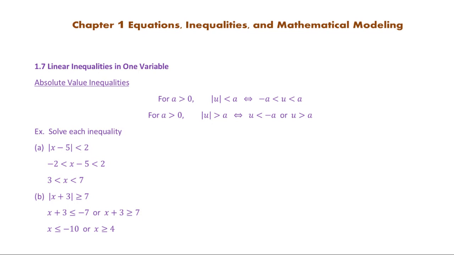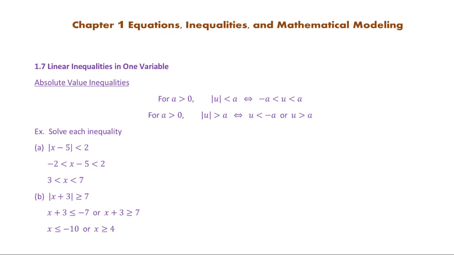We got this composite inequality, and then you just add 5 to each part. You get negative 2 plus 5, which is 3 on the left, and 2 plus 5 is 7 on the right. And x minus 5 plus 5 is x. So the solution of this inequality is x greater than 3 and less than 7.